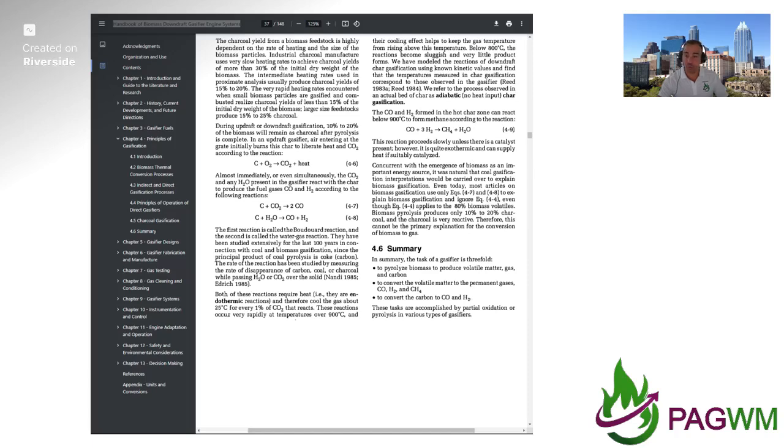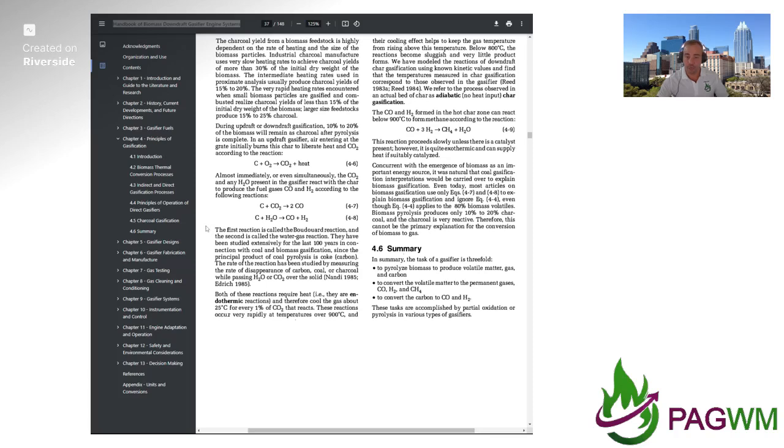During updraft or downdraft gasification, 10 to 20% of the biomass will remain as charcoal after pyrolysis is complete. In an updraft gasifier, air entering at the grate initially burns this char to liberate heat and CO2 according to the reaction shown below. It's carbon plus oxygen gives carbon dioxide plus heat. Almost immediately or even simultaneously, the carbon dioxide and any water present in the gasifier react with the char to produce the fuel gases, carbon monoxide and hydrogen, according to the reactions shown below.